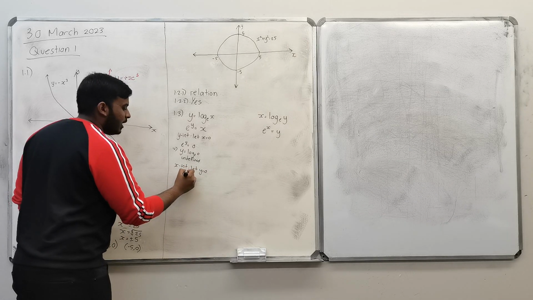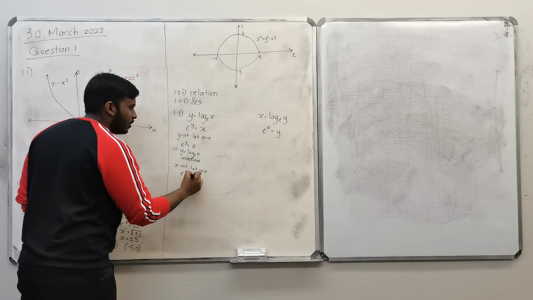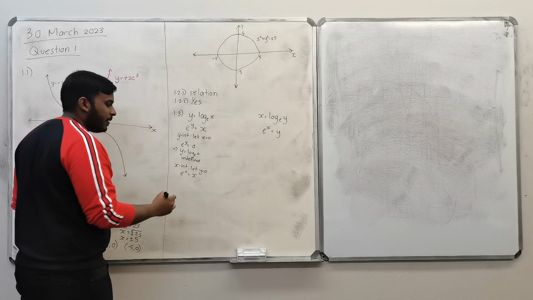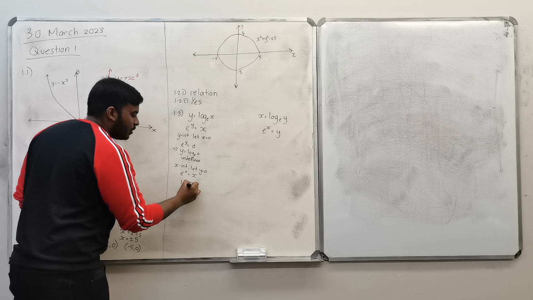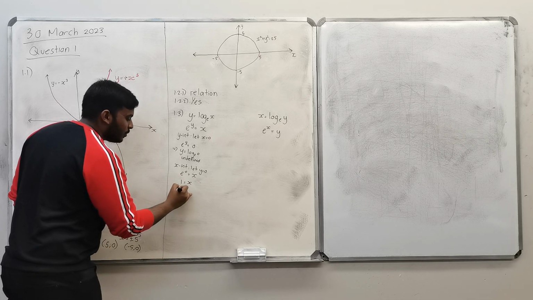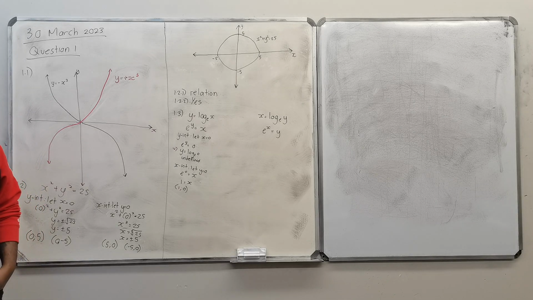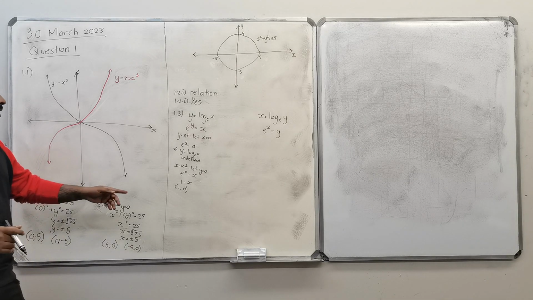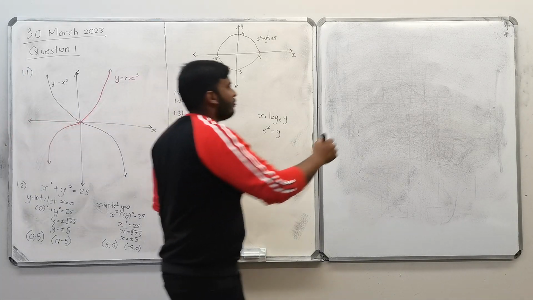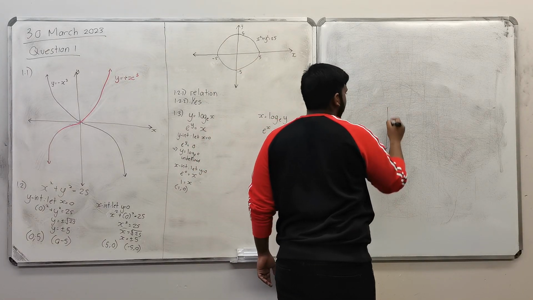So you're going to end up with e to the power 0 is equal to x, right? 1 is equal to x. So one coordinate we have is 1 and 0. Everybody understands? Yes. Okay? Now, remember with this here, if your graph was this, just say if this was your graph, right?